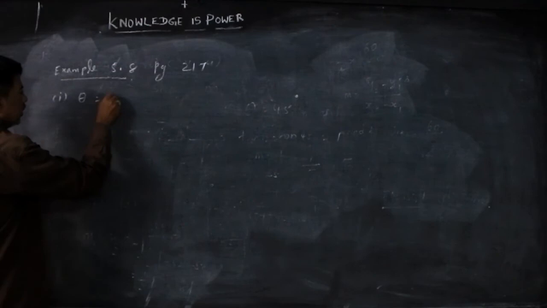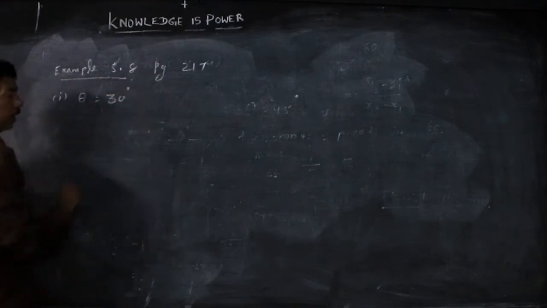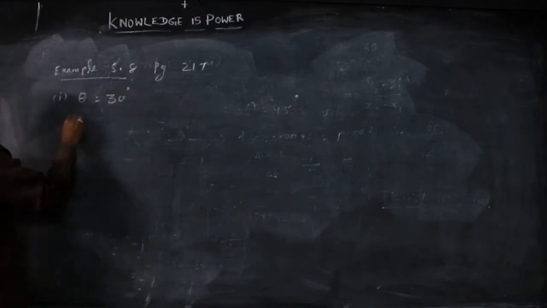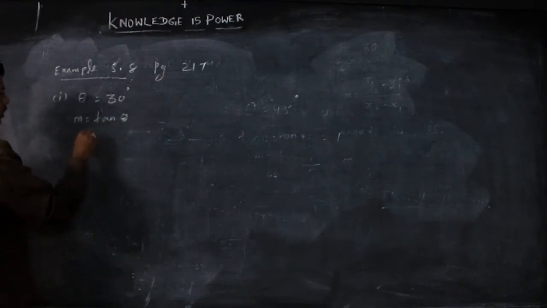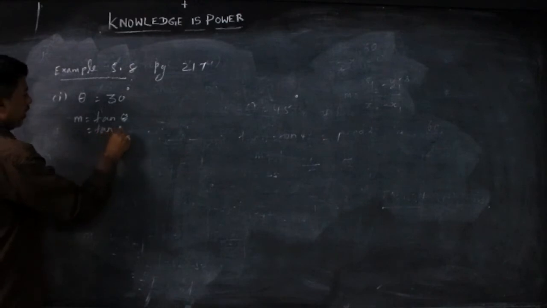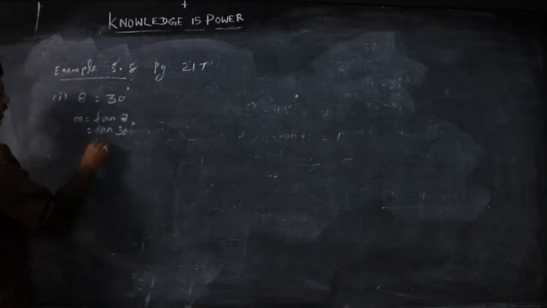Theta is given as 30 degrees. So what should we do? We have to substitute. m equals tan theta equals tan 30. Tan 30 is nothing but 1 by root 3. That's all.